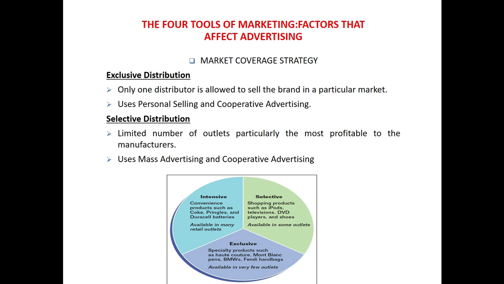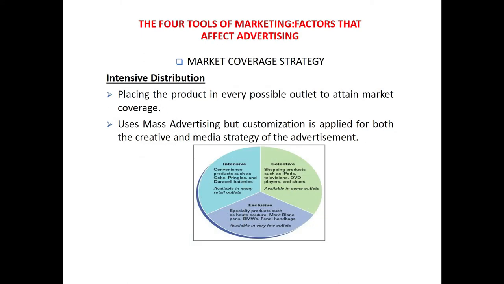All right, in terms of your market coverage strategy, we also have your exclusive and selective distribution. Exclusive is when there's only one distributor who is allowed to sell a particular brand. And then we have selective, with a limited number of outlets, particularly the most profitable to customers. In terms of advertising, they use mass media or mass advertising and cooperative advertising. And then finally, we have intensive distribution, where the products are placed in every possible outlet to attain market coverage. There is a use of mass advertising, but customization is also applied for both the creative and media strategy of advertisement.